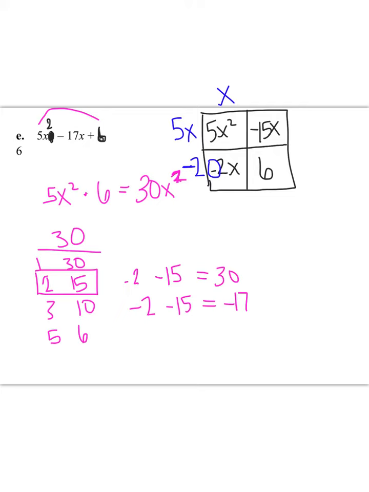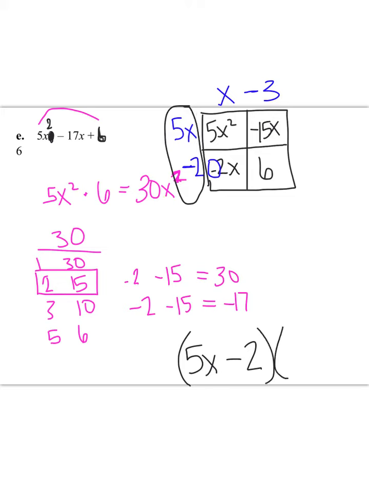And finally, looking at our second column, we have -15x and 6. And what do they have in common? A multiple of 3. And the box closest to 3 is a -15, so we'll have a negative by our 3. And now we have our product of two binomials. We have 5x minus 2, that was from over here, and we have x minus 3 from the top.